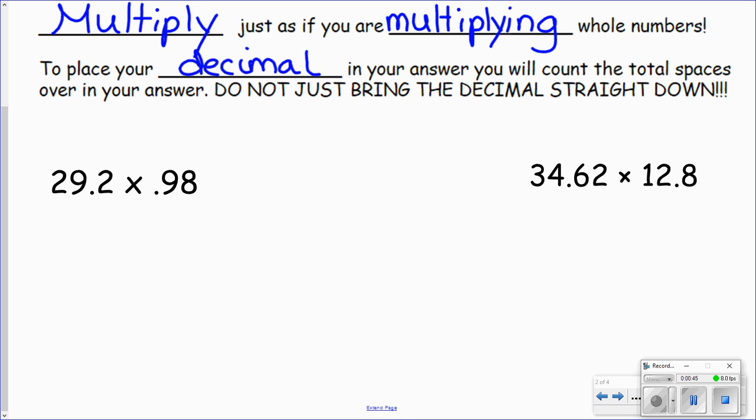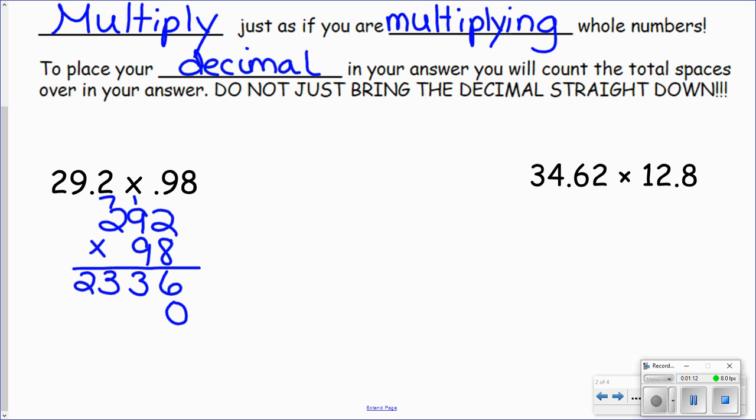This first example is 29 and 2/10 times 98 hundredths. So I'm going to multiply just as if it's 292 times 98. 8 times 2 is 16, carry the 1. 8 times 9 is 72, plus 1 is 73. 8 times 2 is 16, plus 7 is 23.